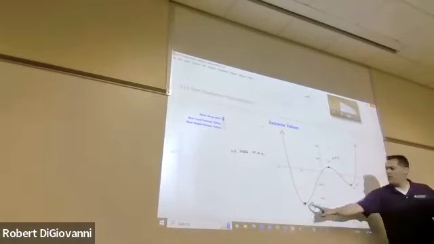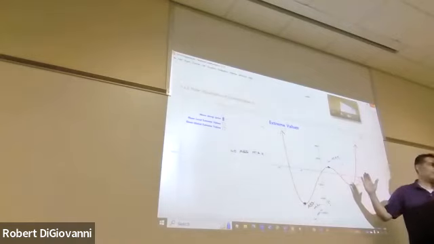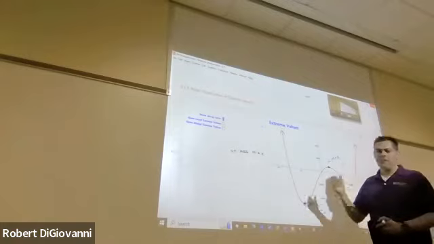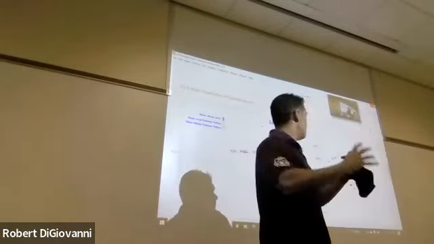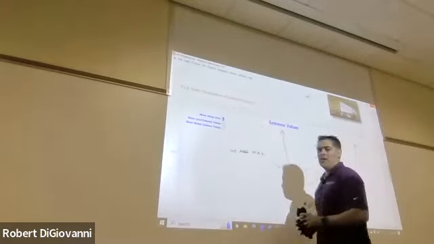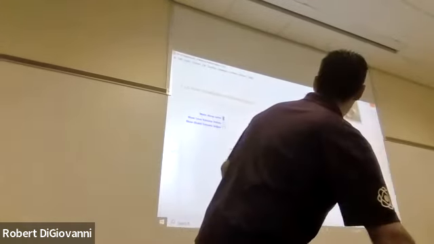Right, local min, absolute min, local max. There is no absolute max. Clear? This function was not defined on a closed interval. It was an open interval, meaning that it keeps going this way and that way. So we didn't have to consider any endpoints because there are no endpoints for this graph.